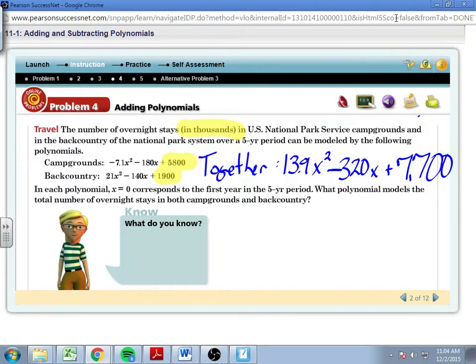Questions on how we combine this? So we just add them when combining? Always find your like terms, put them together. So now we have a quadratic trinomial.